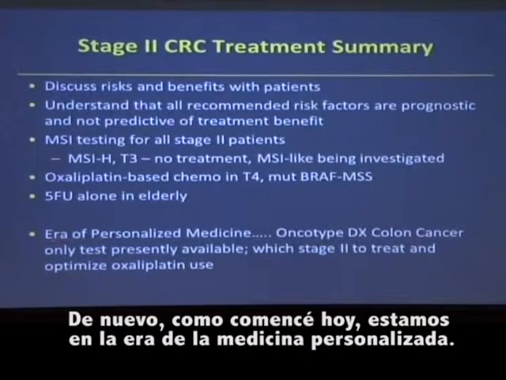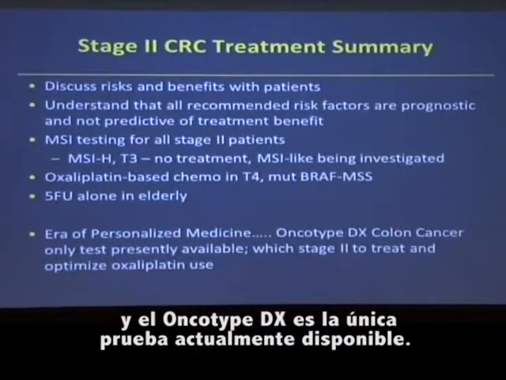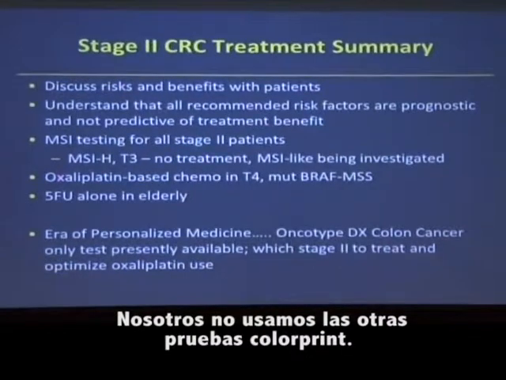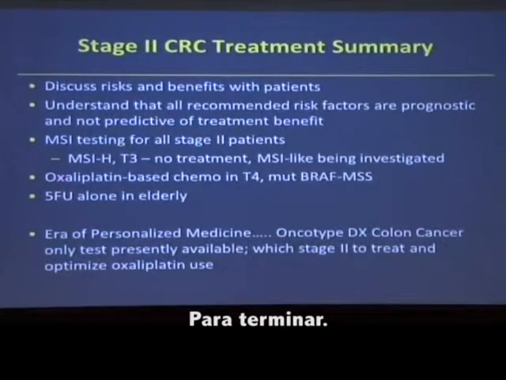And again, as I started off today, we are in the era of personalized medicine. Our patients are demanding individualized medicine based on our molecular capabilities, and the Oncotype DX is the only test presently available. The other assays, like ColoPrint, we don't use them. For stage 2, it allows us to decide which stage 2s to treat and which to give oxaliplatin. Okay, so let me just finish up.